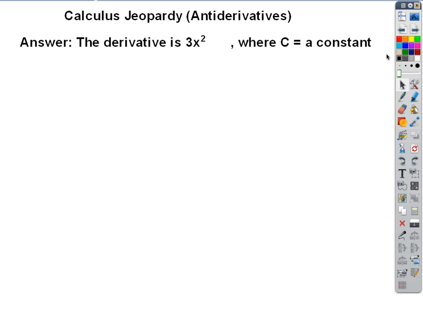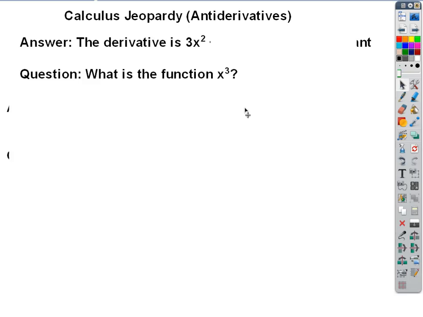So, little calculus Jeopardy. The answer is the derivative is 3x squared. And then I don't really need this, so it's x to the third. The antiderivative is x to the third. Okay, so what's the answer? X cubed. In the form of a question, what is the function? What is x cubed? X cubed, right?